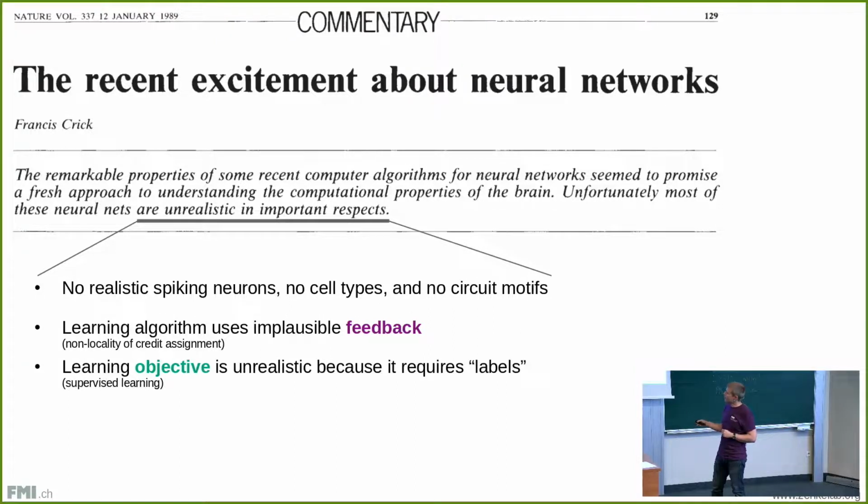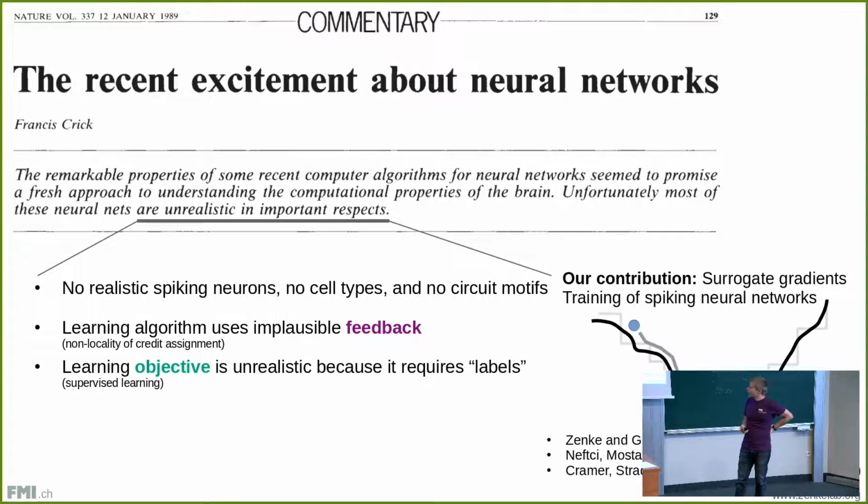And then also importantly, and that's what we are going to talk about now, there are no realistic spiking neurons in these models typically, no cell types, no circuit motifs, if you want. And now, more recently, there's been, again, excitement about this because people started figuring out how to train networks with more realistic spiking neurons. That's something I will tell you about now. And how to overcome these problems with implausible feedback.